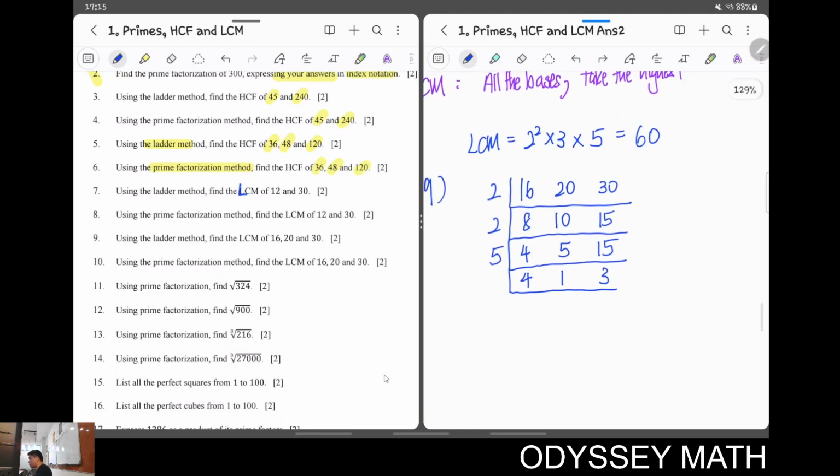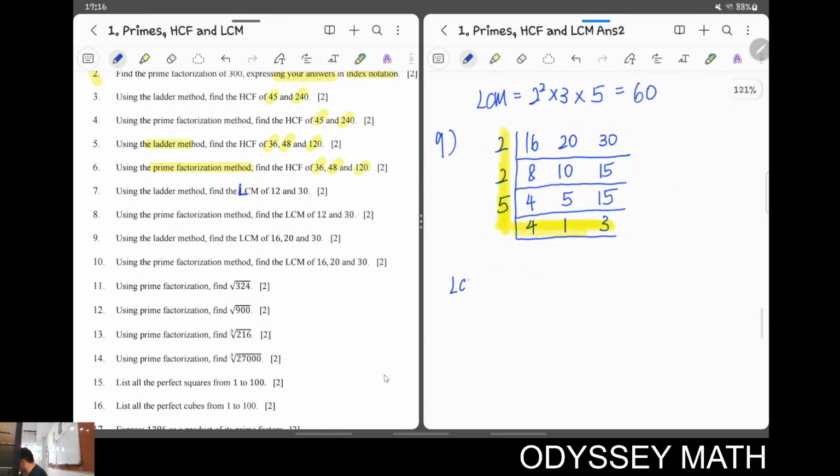So then we stop here, and then if you recall, we have to multiply the numbers in an L shape. Okay, not this LCM, so we multiply the numbers in the L shape, LCM. So then you highlight the last row. So therefore, your LCM will be equals to 2 times 2 times 5 times 4 times 1 times 3.